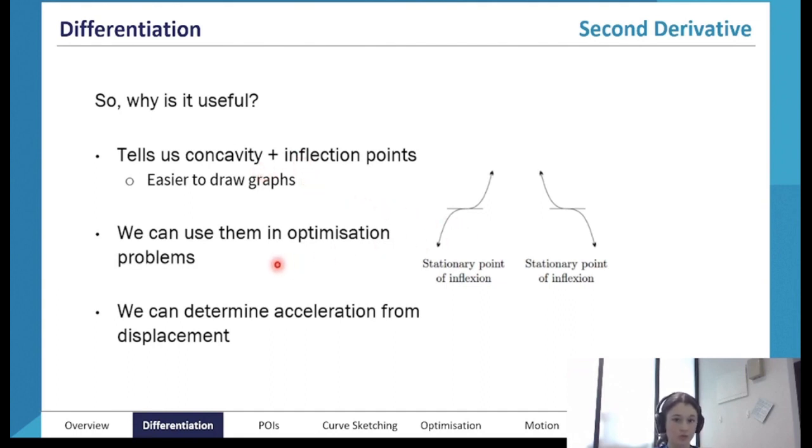We can also use the second derivative in optimization problems, which we'll get to a little bit later in the lecture. And then the second derivative also tells us about the relationship between acceleration and displacement, which we'll also get to later in our motion topic. But yes, the second derivative is really important, and gives us a lot of information about different topics.